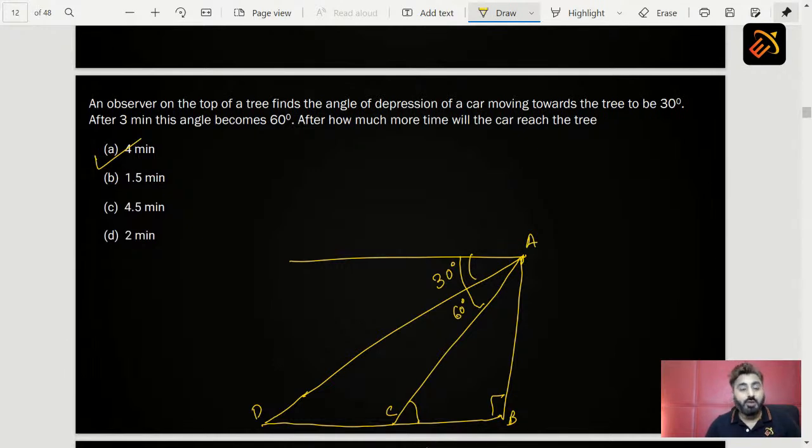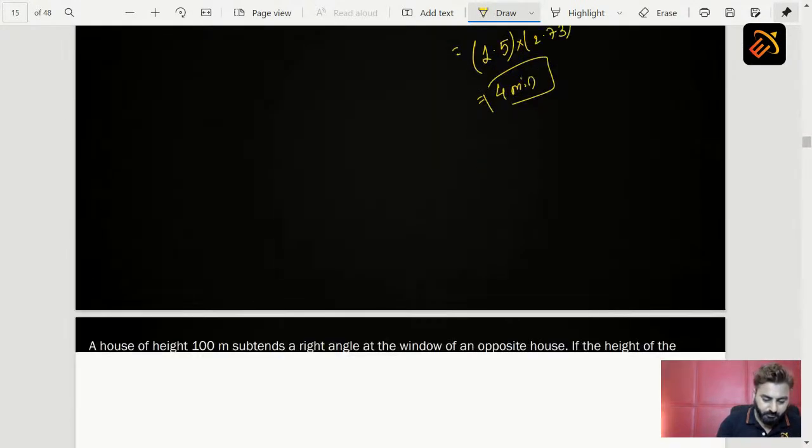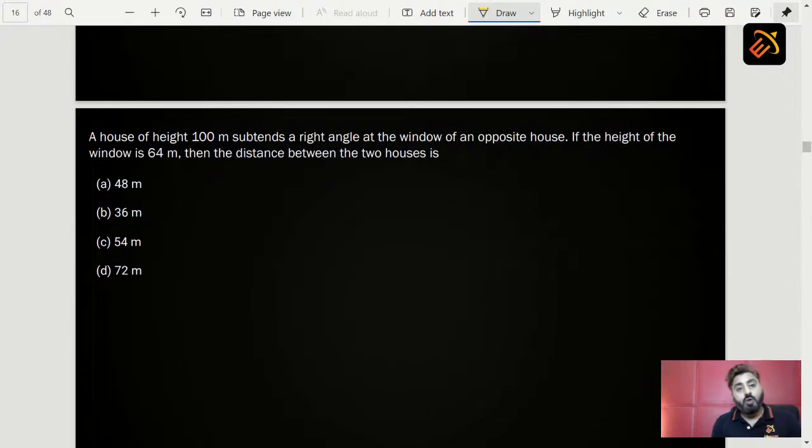And our next question, the next MCQ is: a house of height 100 meter subtends a right angle at the window of an opposite house. If the height of the window is 64 meters, then the distance between two houses is what? And our options are option A 48 meters, option B 36 meters, option C 54 meters, and option D 72 meters. Now students, each of these MCQs has been asked in the JEE exam, so that is important. So that is why we are solving these sums.